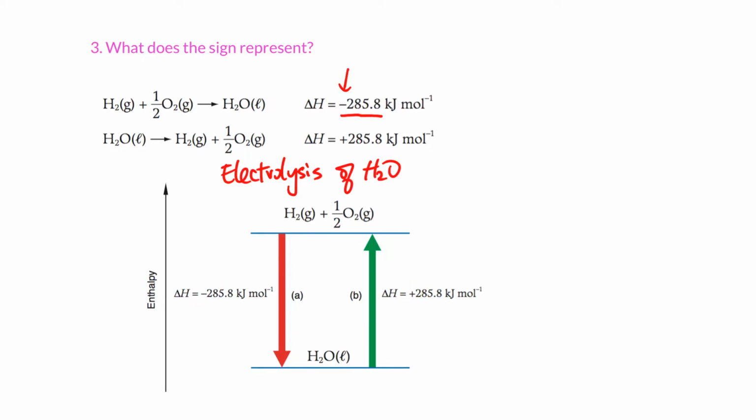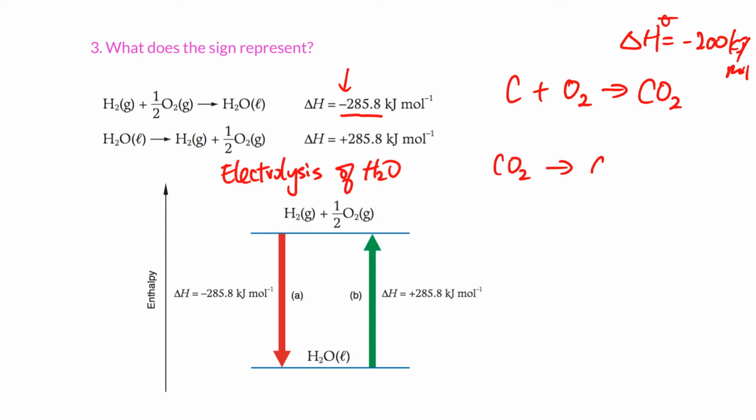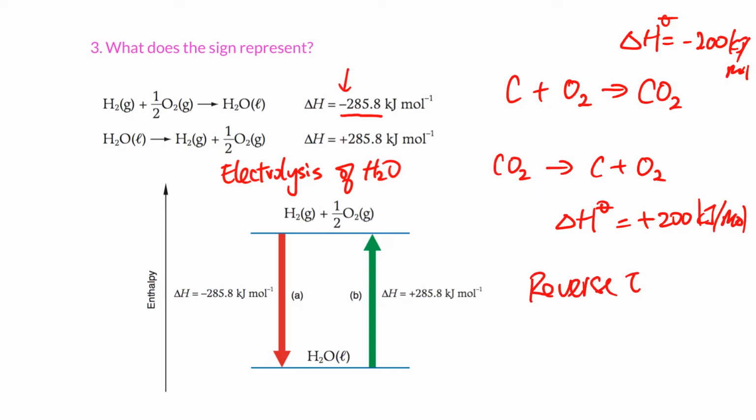So if I say C plus O2 becomes CO2, that will be an exothermic reaction, right? So let's say, just random, negative 200 kilojoule per mole, things like that. Then if we have CO2 becomes C plus O2, that will become positive 200 kilojoule per mole. So on the equation, if you reverse the equation, the sign will also be reversed. Reverse equation, reverse the sign. Get it?